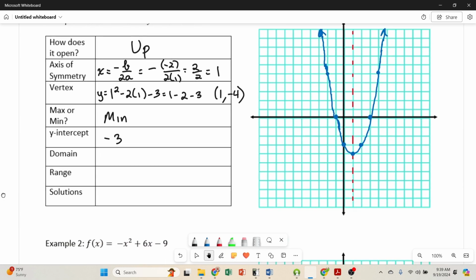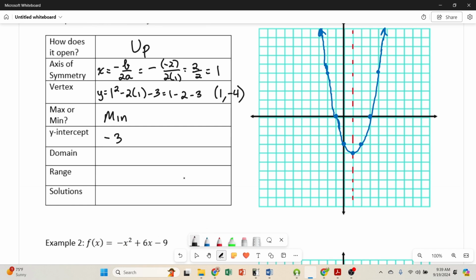So now we can say, okay, what is the domain? Well, the domain is all real numbers. My range, I start at negative 4, and then I go up to infinity. Or we can write this as y is greater than or equal to negative 4. My solutions, these are my solutions right here. So my solutions are negative 1 and 3.